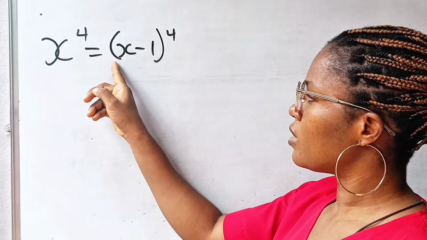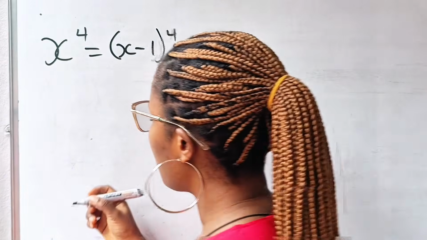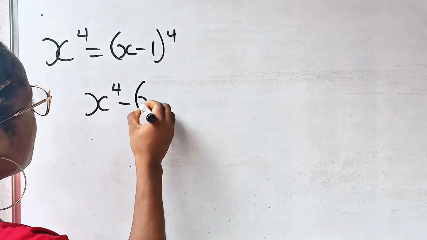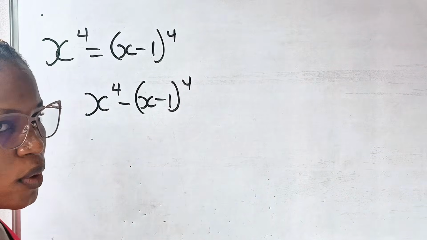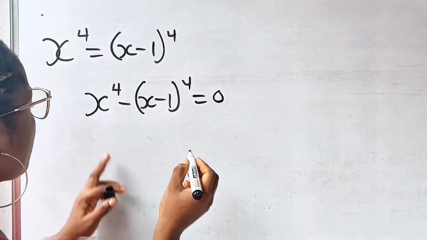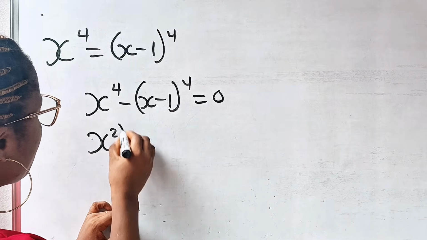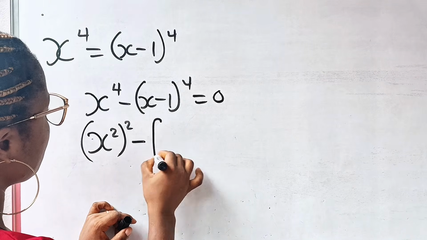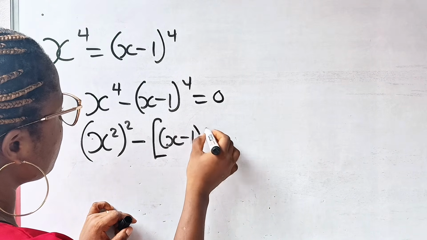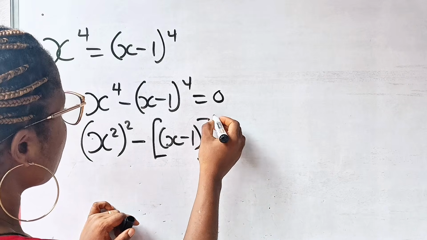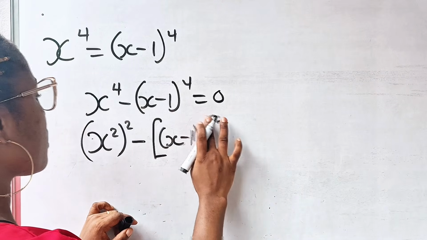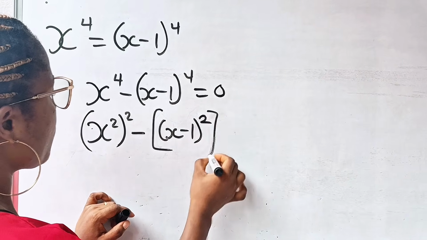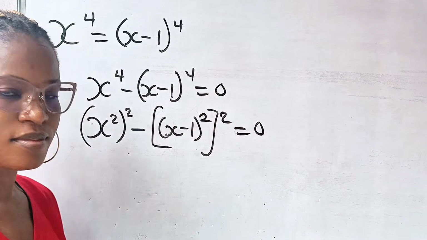First, we are going to transfer this to the other side of the equation. So we will have x to the power of 4 minus (x minus 1) to the power of 4 equal to 0. Now this can be expressed as (x squared) to the power of 2 minus ((x minus 1) raised to the power of 2) raised to the power of 2 again, equal to 0.